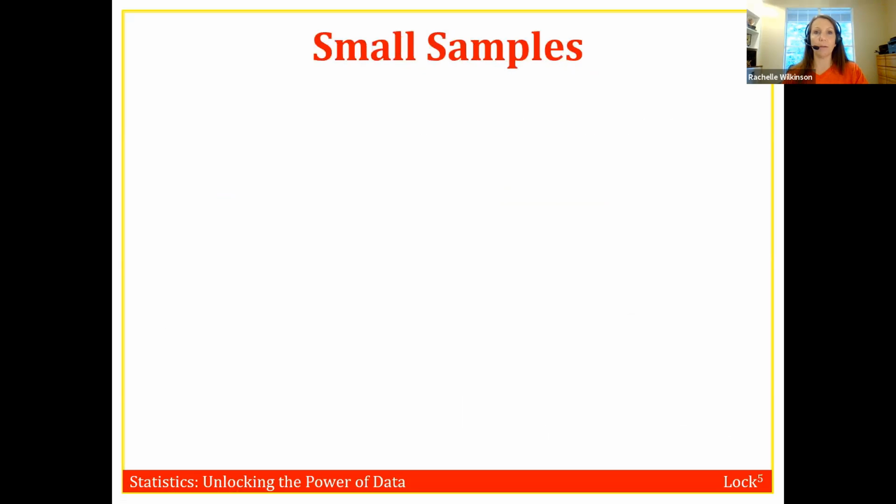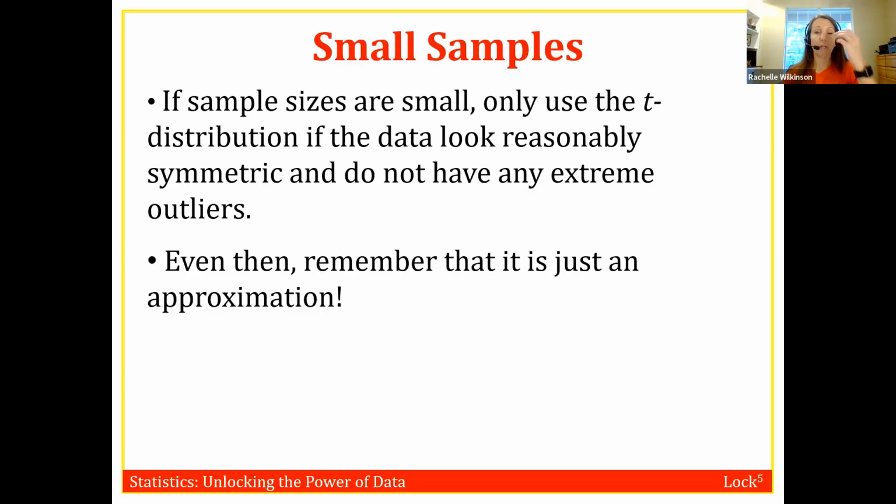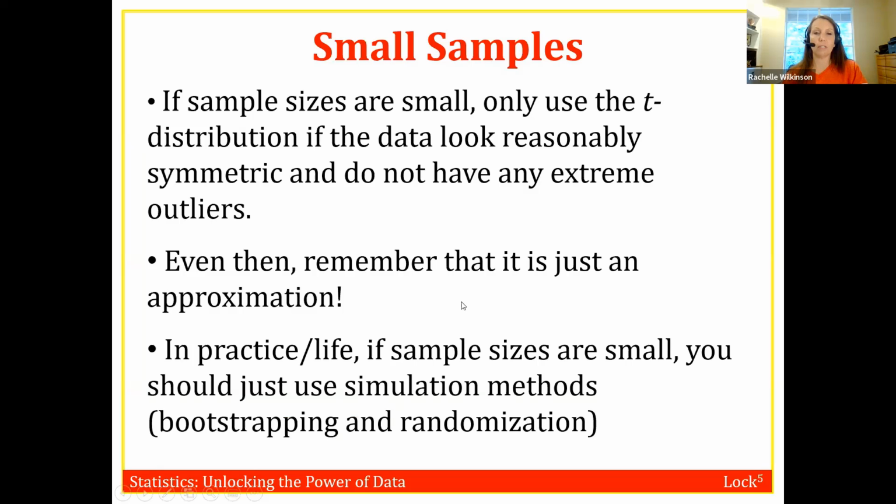Okay, we're going to have kind of a rule of thumb. Basically, if the sample sizes are small, we're going to use the T distribution if the data look reasonably symmetric and do not have any extreme outliers. And then of course remember that it's an approximation at the end of the day anyway. And in real life, if you have small sample sizes, then it might be a better idea to use simulation methods to come up with your confidence intervals and hypothesis tests rather than using the theoretical distributions like we're doing here in chapter 6. So maybe you'd rather do bootstrapping and randomization because those do not have the same requirements that these tests in chapter 6 have.